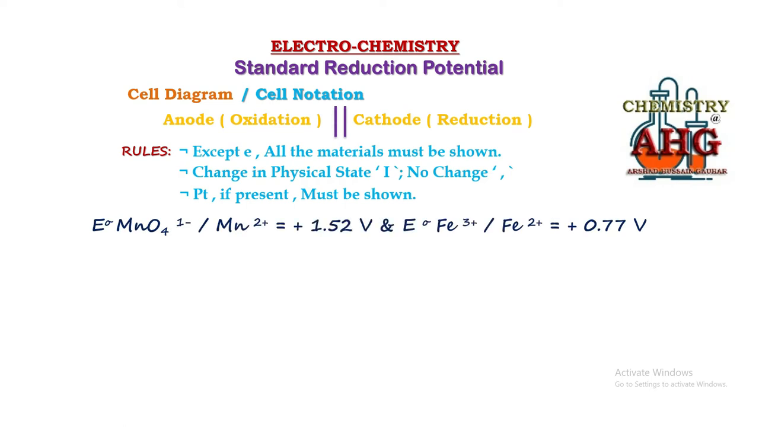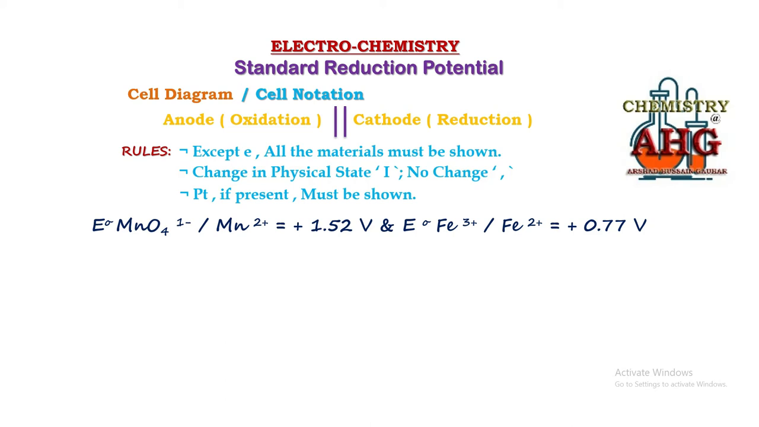Now let's suppose these are the two half cells that have been given. First of all, how will you decide in which half cell you will carry out reduction and in which half cell you will carry out oxidation? It is very simple. Look at the standard reduction potential values of both half cells. The half cell whose standard reduction potential is mathematically greater must undergo reduction, it must act as the cathode, and the other half cell will become the anode. Right now, which half cell will become the cathode? It is the MnO4, permanganate, half cell, because its reduction potential is greater.